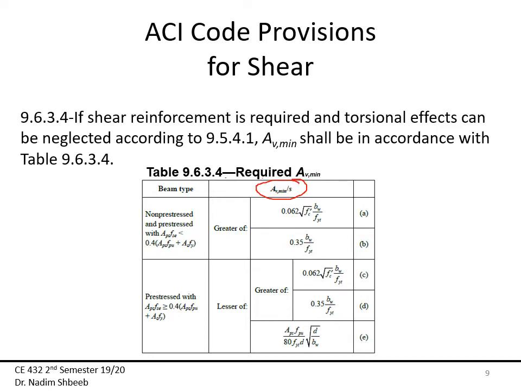I'm not going to talk about the pre-stressed part. I'm only going to concentrate on the non-pre-stressed, since we're not talking about pre-stressed concrete over here. So my AV minimum should always be this, and I will show you in the summary page how we are going to use this information right here.